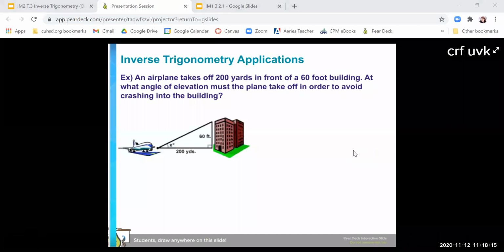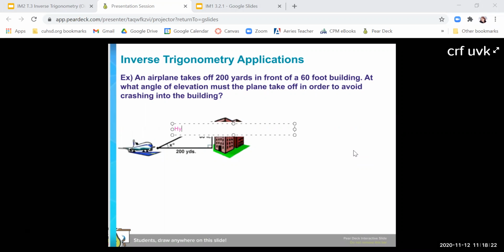So again, this is the same exact process we've been doing. We label our sides. Here is our hypotenuse. Here is our adjacent. The 60-foot side looks like our opposite now. And then we decide SOHCAHTOA. So I'm going to go ahead and write that out. SOHCAHTOA. Which one of those we want to use.